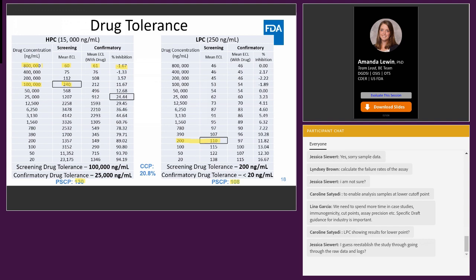In the confirmatory assay, drug tolerance was determined to be 25,000 nanogram per mL for the HPC and was less than 20 nanogram per mL for the LPC. So again, on the left-hand table, the percent inhibition did not rise above the cut point of 20.8% until the drug concentrations were down to 25,000 nanogram per mL in a sample for the HPC. For the LPC, the percent inhibition never rose above the 20.8% cut point. Therefore, the drug tolerance was reported as less than 20 nanogram per mL.